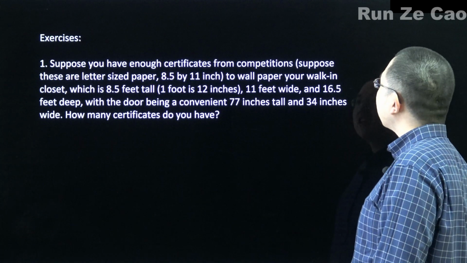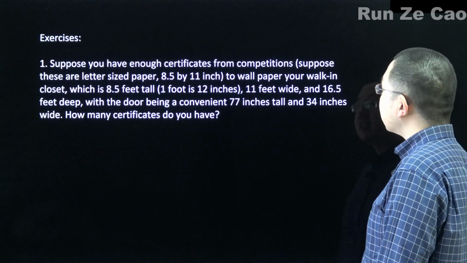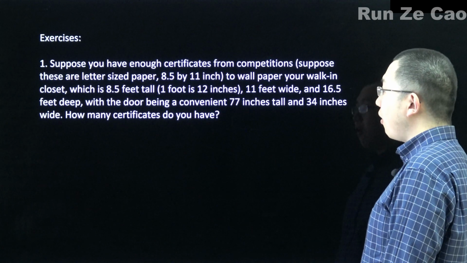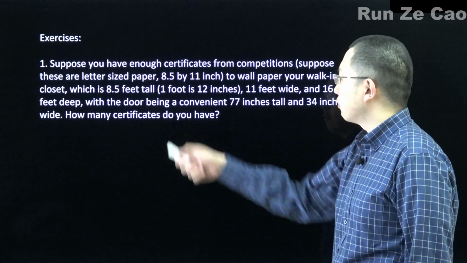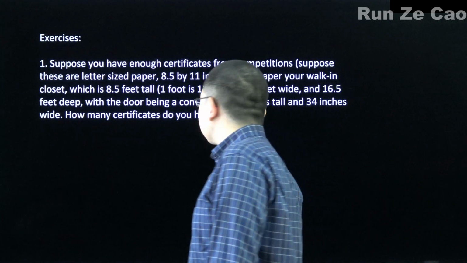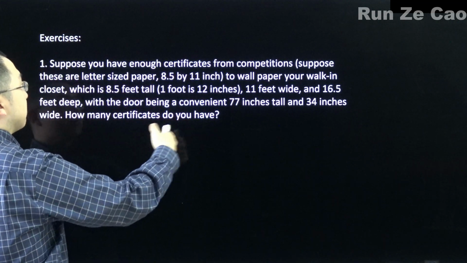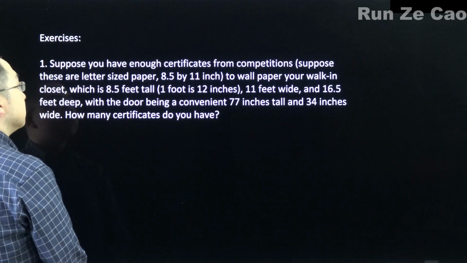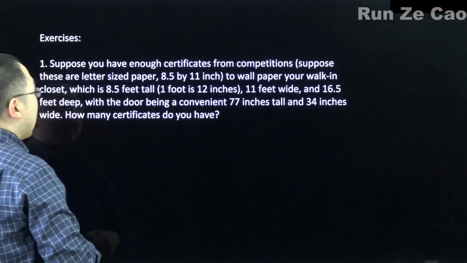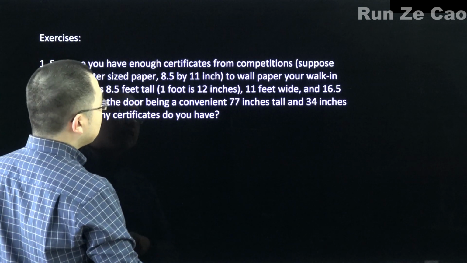Suppose you have enough certificates from competitions, and suppose these are letter-sized paper, so 8.5 by 11 inch, to wallpaper your walk-in closet, which is 8.5 feet tall. 1 foot is 12 inches. Oh, hey, how convenient. So it's 12 pages tall, 11 feet wide, and 16.5 feet deep. Okay, so it's 12 pages wide. This, of course, means that you're laying all the papers on their sides. And 16.5 feet deep, with the door being a convenient 77 inches tall and 34 inches wide.